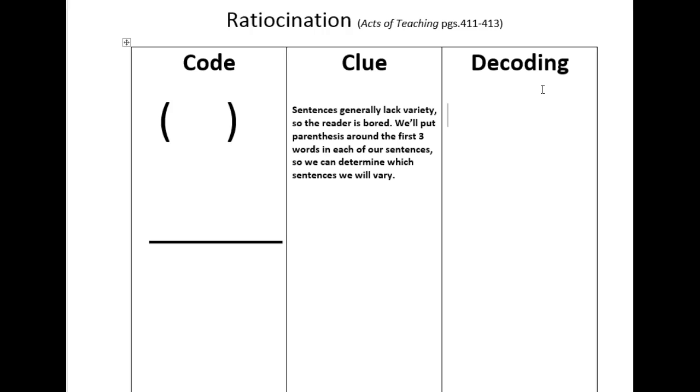We're going to take a look at my sample essay, and we're going to mark our text using parentheses so that we can identify if I have a problem with sentence variety. So generally what you'll do is you'll put parentheses around the first 3 words in each of your sentences, and I'm going to demonstrate that. However, I'm only going to use 1 paragraph for time's sake.